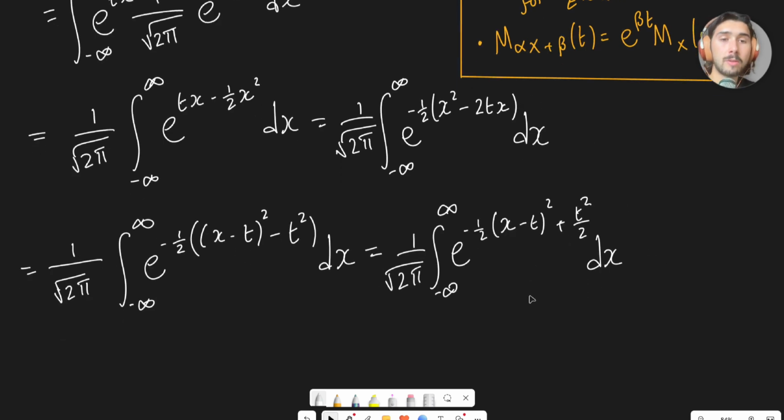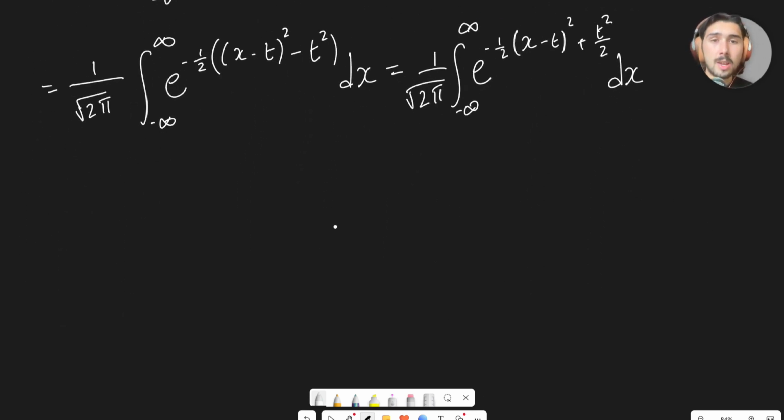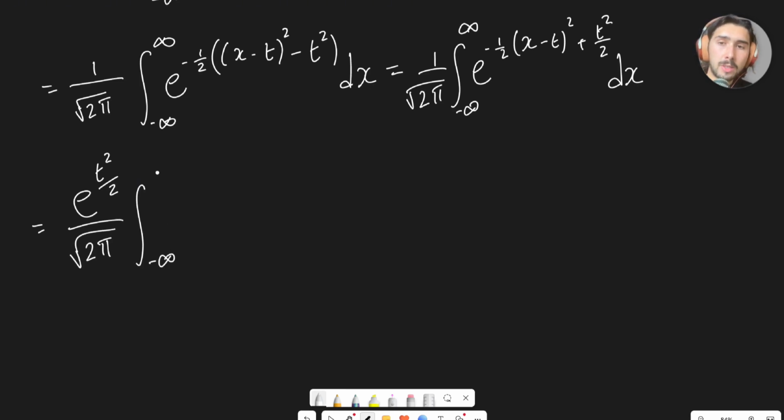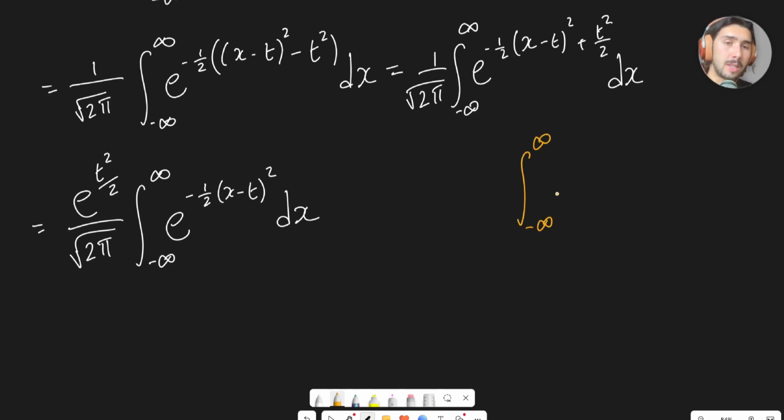Okay, and then t squared over 2 is a constant with respect to x, so I can take it out. So I can rewrite this as e to the power of t squared over 2 divided by the square root of 2 pi times the integral from minus infinity to infinity of e to the power of minus a half times x minus t squared dx. Now I can do a substitution, okay? So at this point I'm just going to remind everyone about the Gaussian integral. It says that the integral from minus infinity to infinity of e to the power of minus x squared dx is the square root of pi.